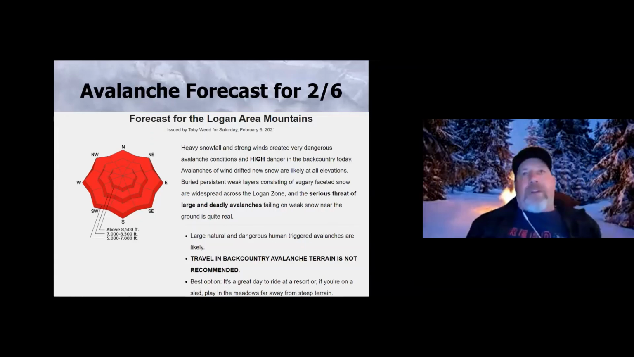So what happened? They made their decisions based upon terrain that they would normally ski, terrain decisions that would be good for certain conditions that existed, but they didn't adjust their decisions to ski that terrain based upon the current conditions. This was high avalanche danger in all elevations and aspects. And not only that, it says right there, a great day to ride at a resort, or go bowling, or go to the local brewery, although they're in Utah, so maybe not a great choice.